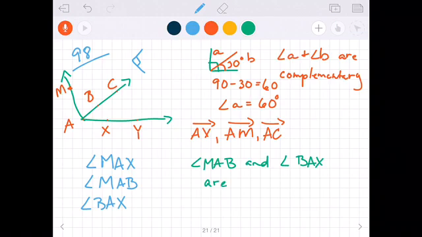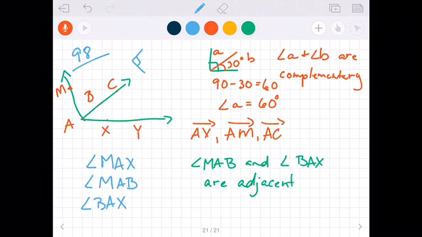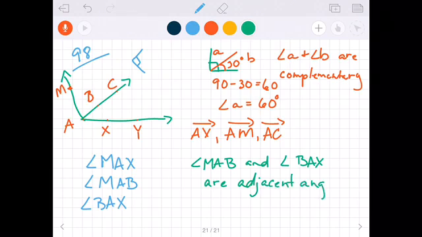are adjacent angles. What adjacent angles do is they share a common side. So they're both sharing this side. All right, it says adjacent angles share the same vertex and one side. Okay, so that's important too, that they share the same vertex.